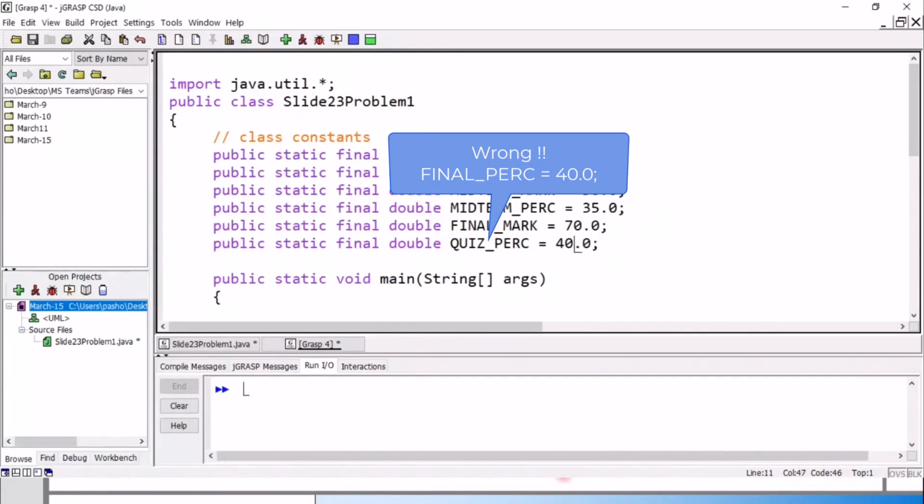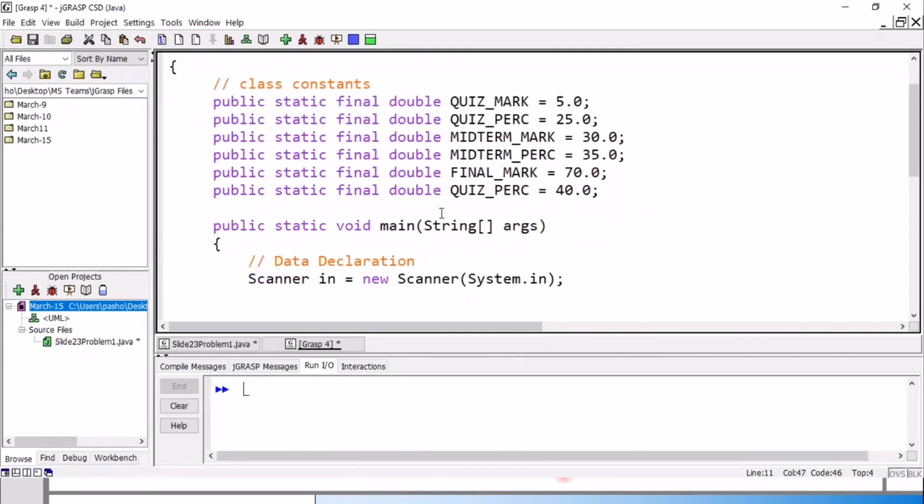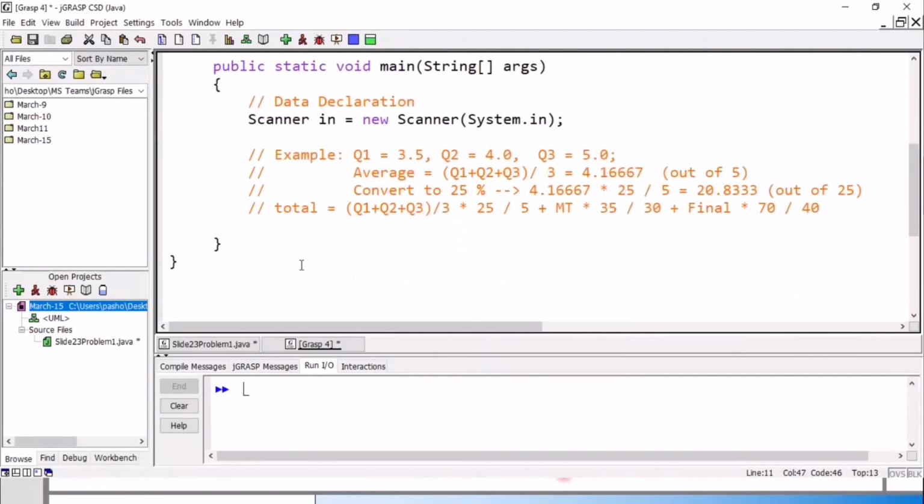So I made them constants, and I'm going to write the equation using these constants. Anytime I want to change a constant, I should not go to the equation. I just simply change the constants from these definitions. So the equation will change those constants automatically.